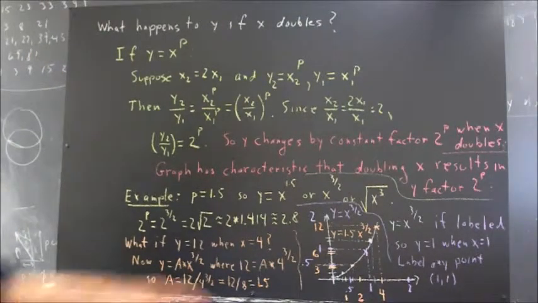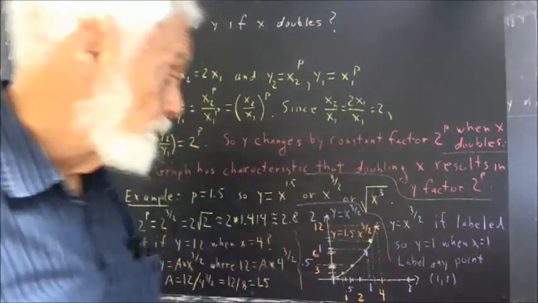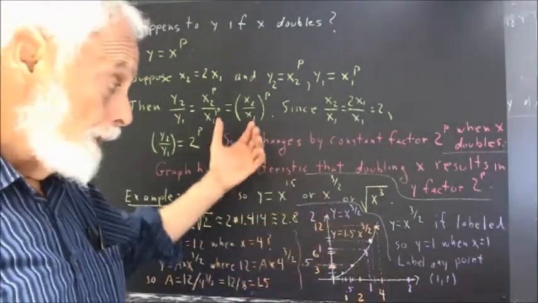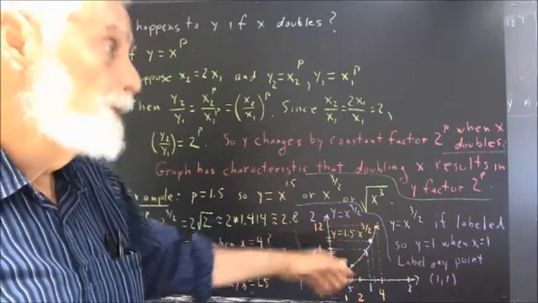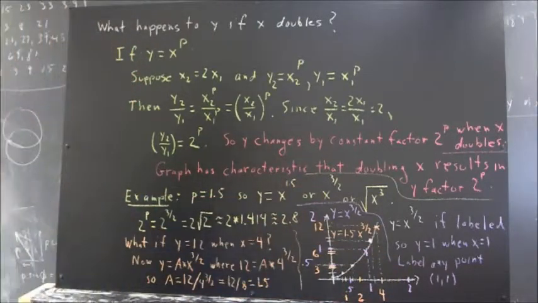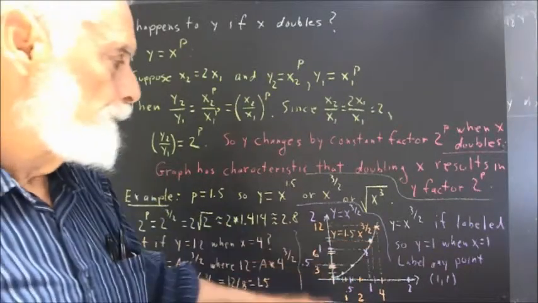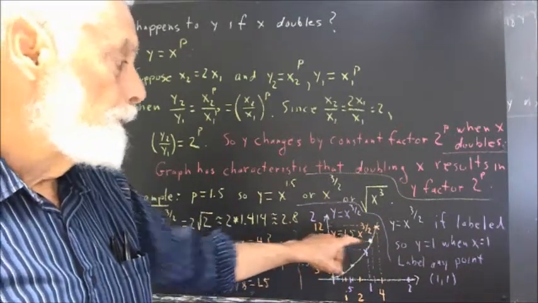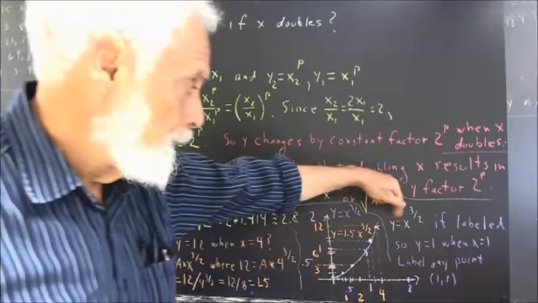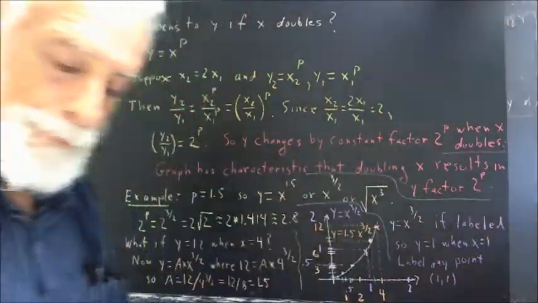Had I chosen other numbers, different points, again, any x value, any y value could be used to label any point, but then the rest of the graph would have to follow that labeling. And if we want to know what the function is, we're probably going to have to put in some multiple here, unless the numbers happen to fit y equals x to the 3/2.